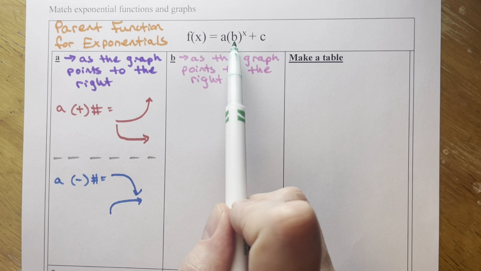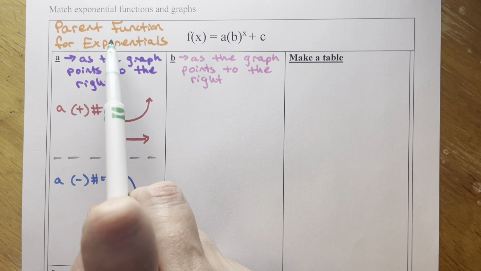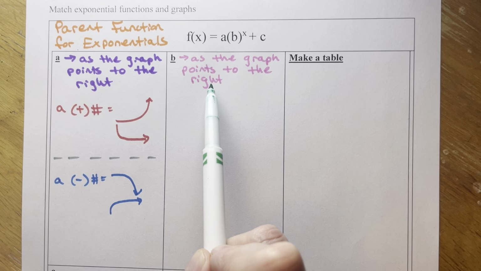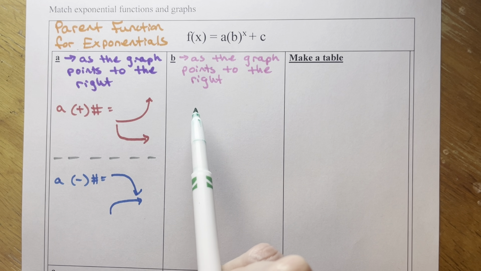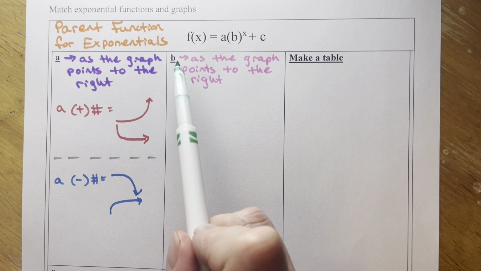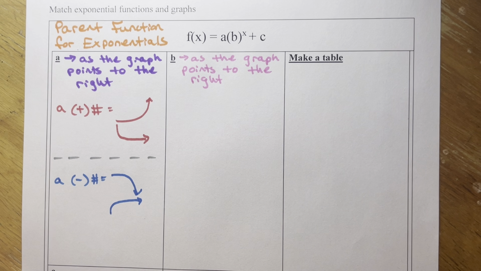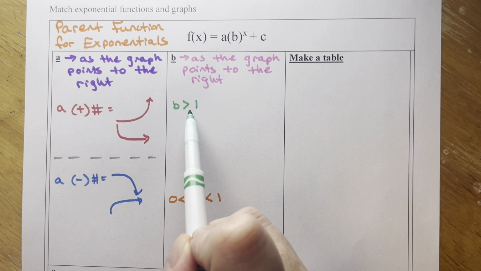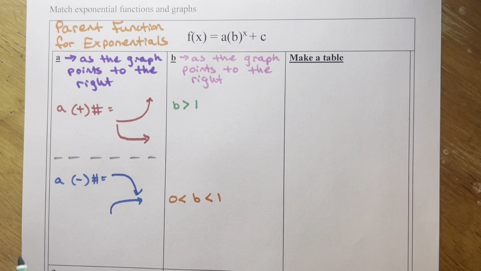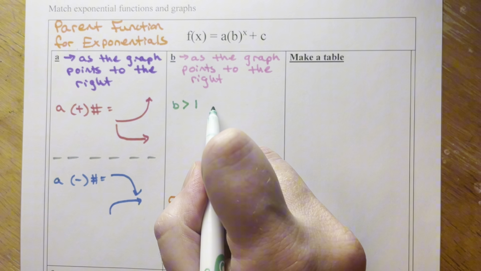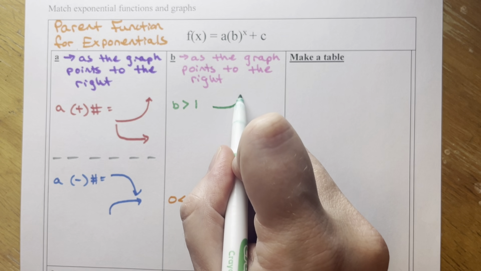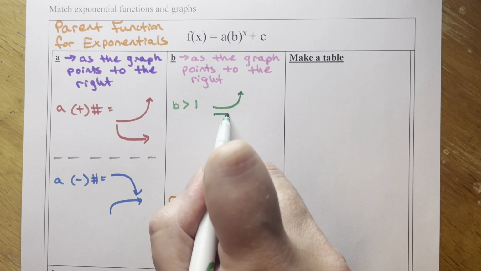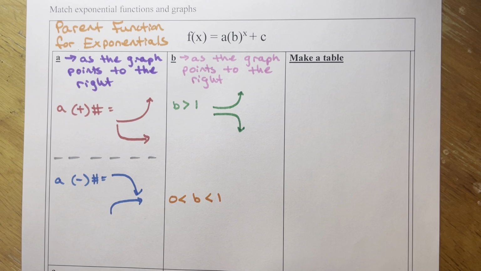As we look at the b part of our equation for the parent function, we're going to be looking at the graph as it points to the right, and we're going to see how it travels based on the behavior of the number b. If your b number is greater than 1, not equal to 1, just greater than 1, then as your curve travels to the right, it could be pointing upward very quickly, or it could be pointing downward very quickly.